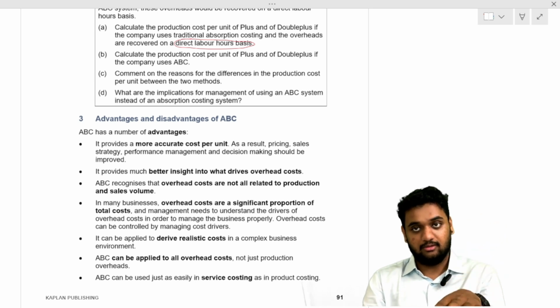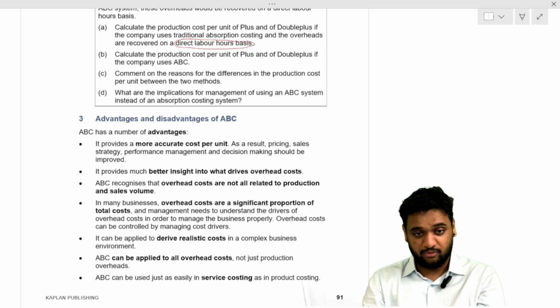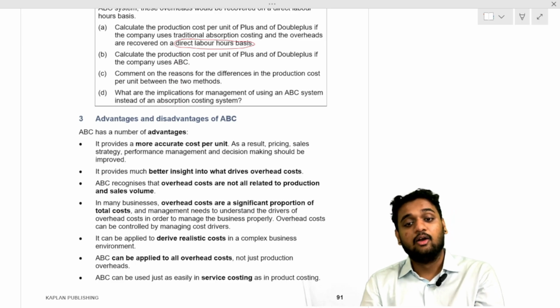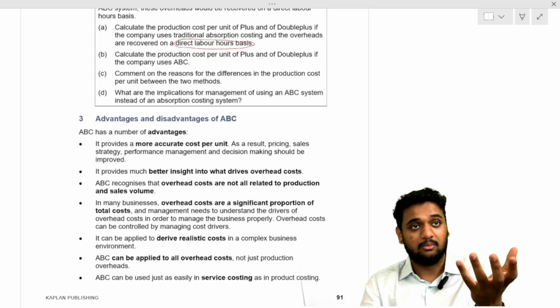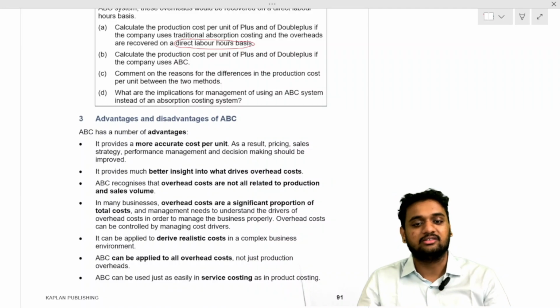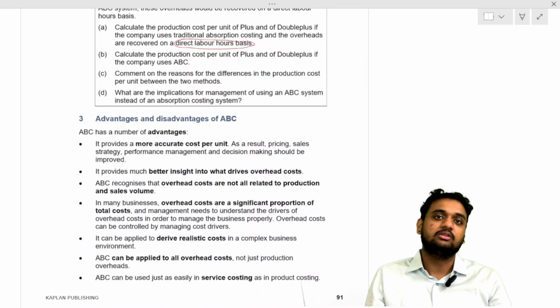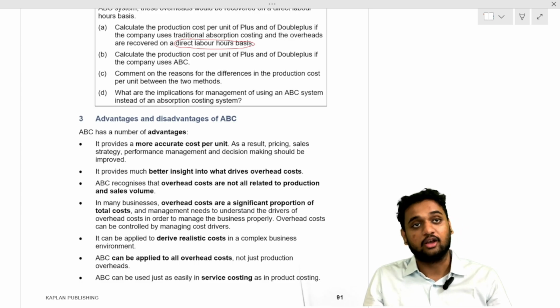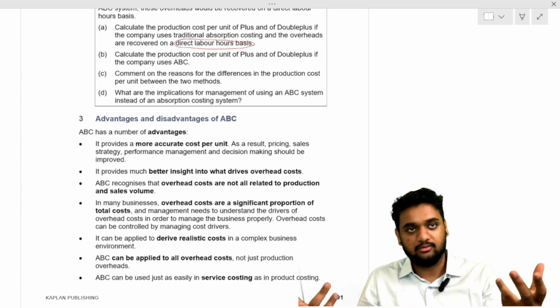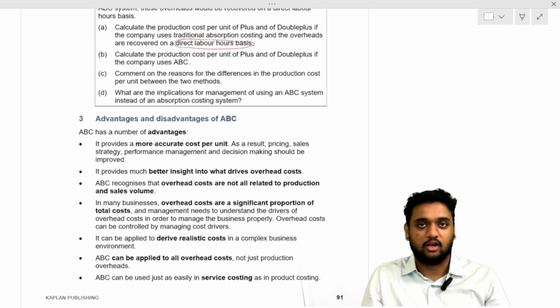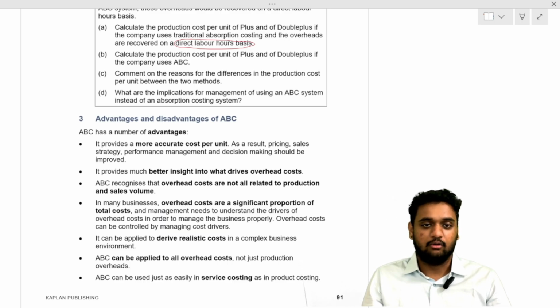Four points is enough, but the fifth one is very important. For service costing, it is better. In production also, at the most, we will know what is related to what, but in service costing, we will not know. So, ABC costing can be used easily in service costing. It can be used in both service costing and product costing. Understood? These are 5 points you have to remember.